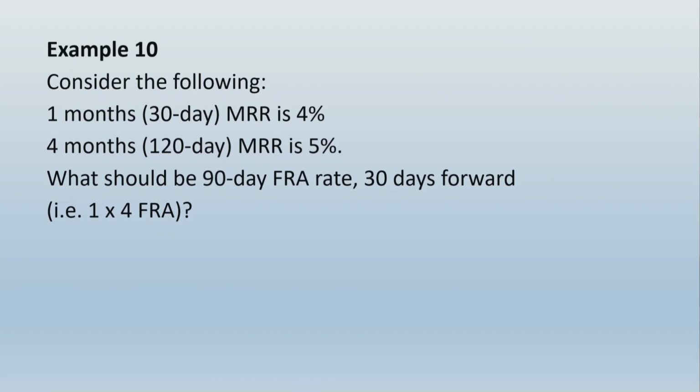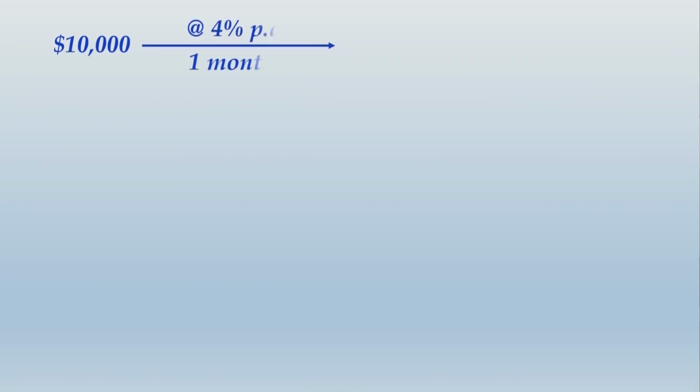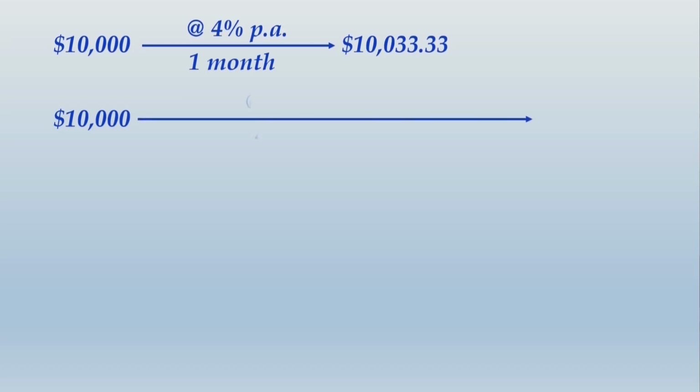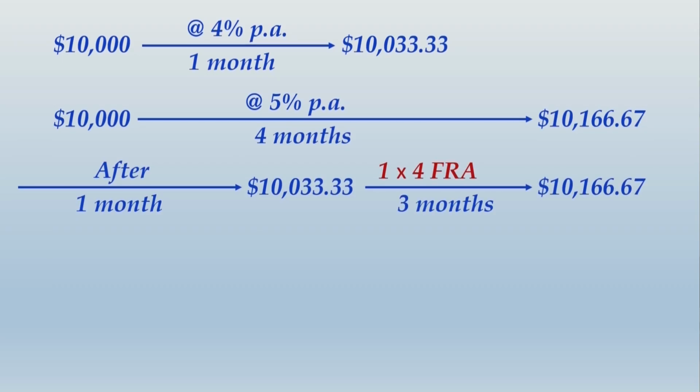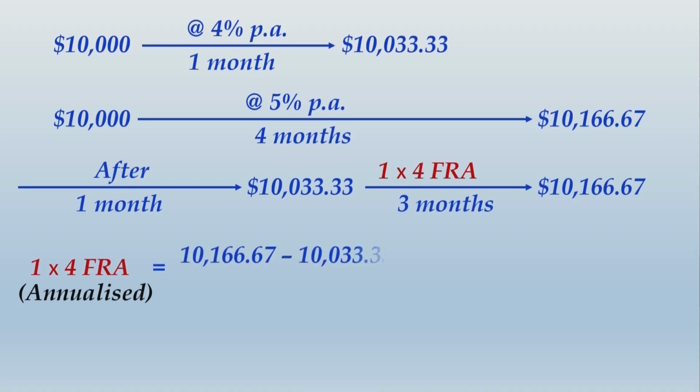Alright friends, 2 minutes time is over. Let us check whether you got things correct or not. If you have followed this approach, $10,000 in 1 month will become 10,033.33. $10,000 in 4 months will become 10,166.67. So what is after 3 months as 10,033.33 should become in the next 3 months is 10,166.67. So the periodic rate will be, or directly annualized rate if you want to find.